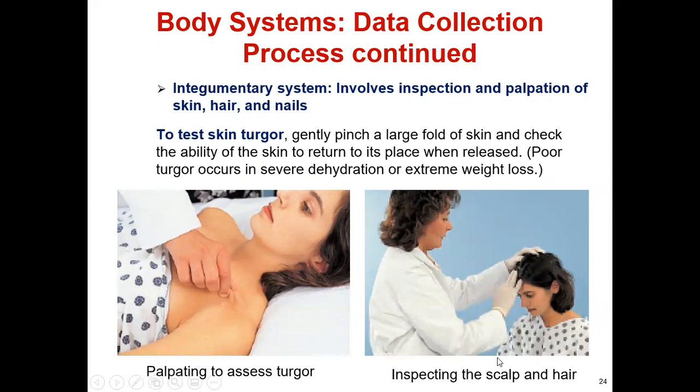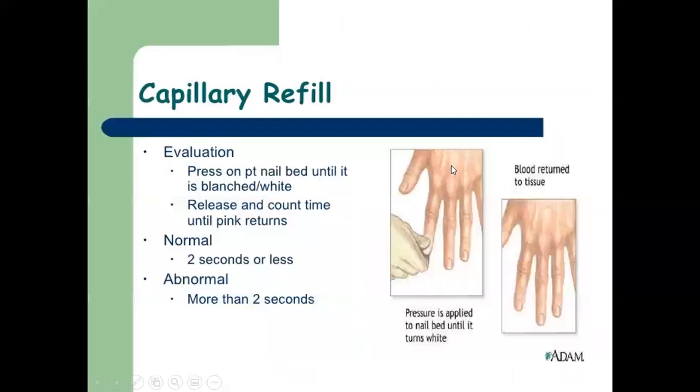In this picture, inspection of the scalp and hair. Any alopecia, meaning hair loss, any engorgement of the veins, any mass distribution. So test the skin turgor. Gently we pinch a large fold of skin and check the ability of the skin to return to its place when released. Poor turgor occurs in severe dehydration or extreme weight loss.